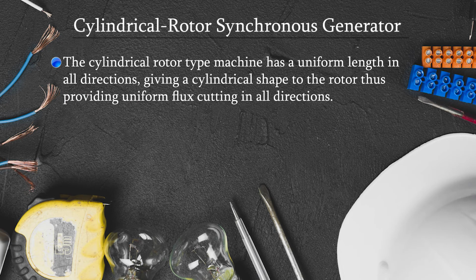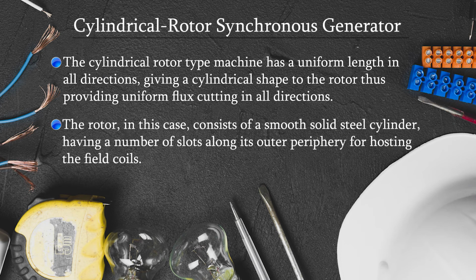The cylindrical rotor type machine has a uniform length in all directions, giving a cylindrical shape to the rotor, and thereby provides uniform flux cutting in all directions. The rotor in this case consists of a smooth solid steel cylinder having a number of slots along its outer periphery for putting the field coils there. So field windings are situated in these slots.